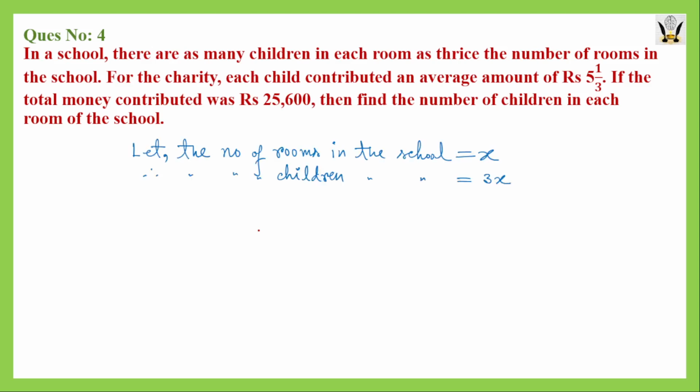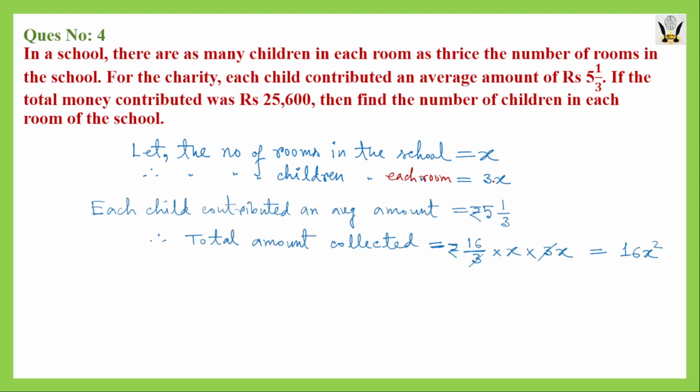So what we will do is, we will assume that the number of rooms in that school is X. It is given that there are as many children in each room as thrice the number of rooms in the school. So if we assume that the number of rooms in the school is X, then the number of children in each room will be thrice the rooms in that school. So it will be 3x. Now each child contributed an average amount of rupees 5 and 1 by 3, that is given. So the total amount that will be collected will be how much?